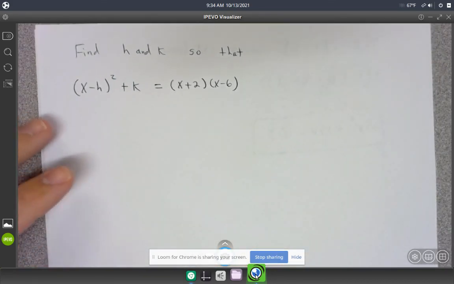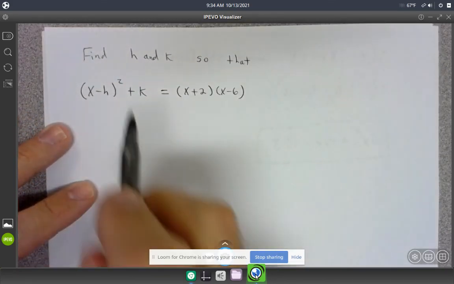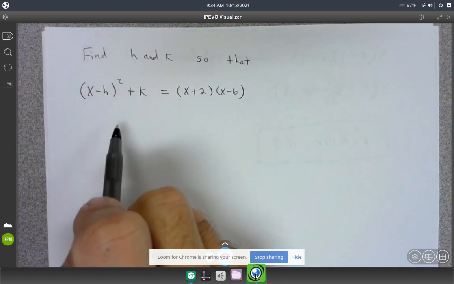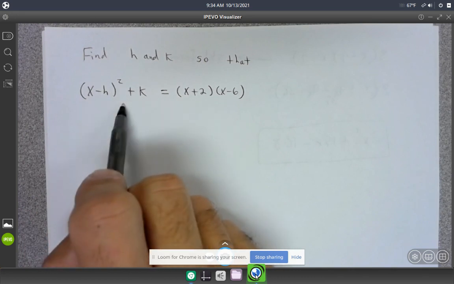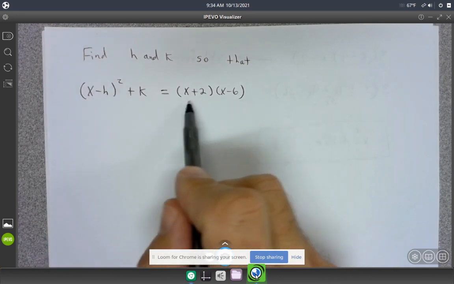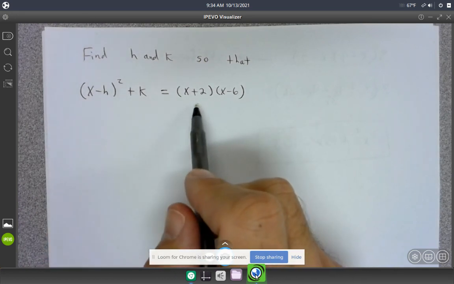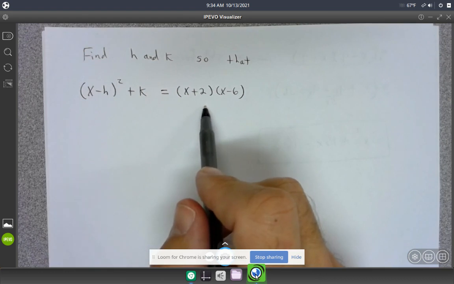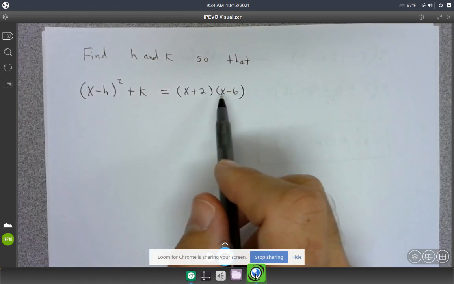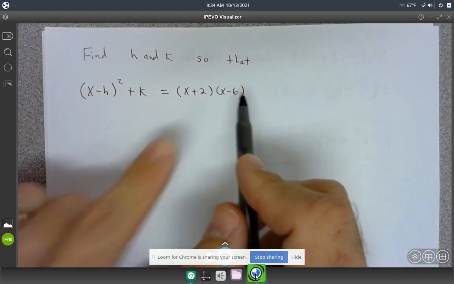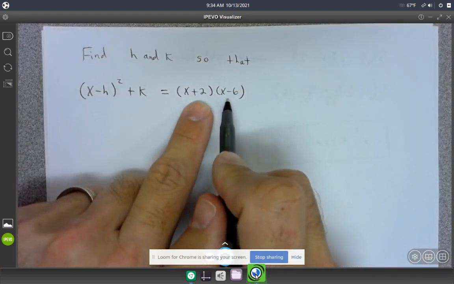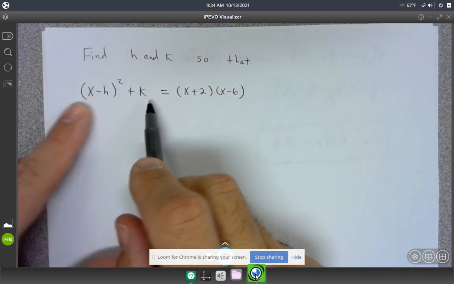All right, so in this video, we're going to answer kind of a strange question. Find h and k so that this expression on the left is equal to the one on the right. This is not a usual question. It's not very common. I'm just kind of making up a situation to show you a problem-solving skill. What we're doing is we're converting from factored form into vertex form here.